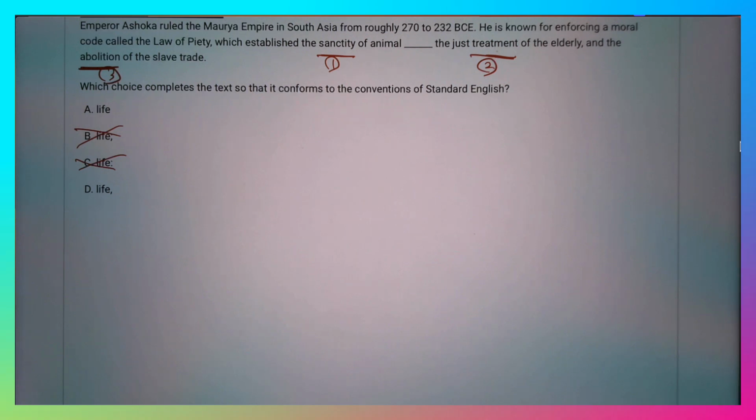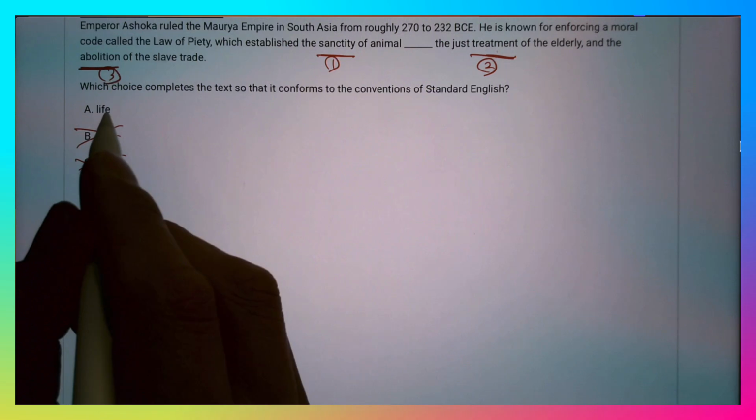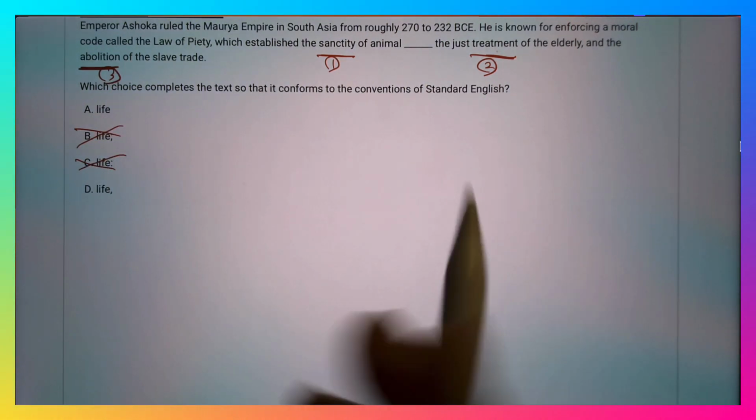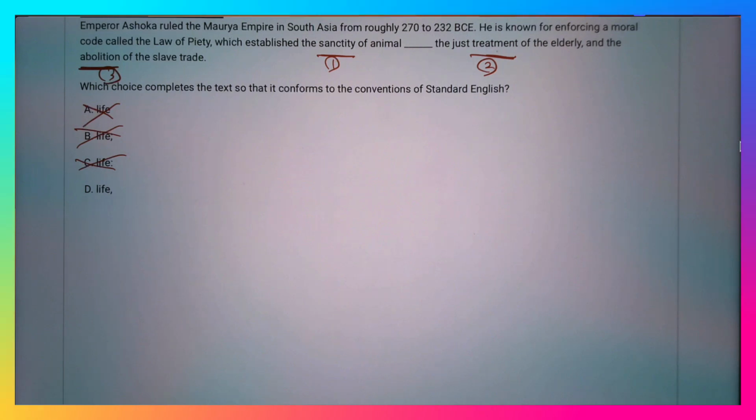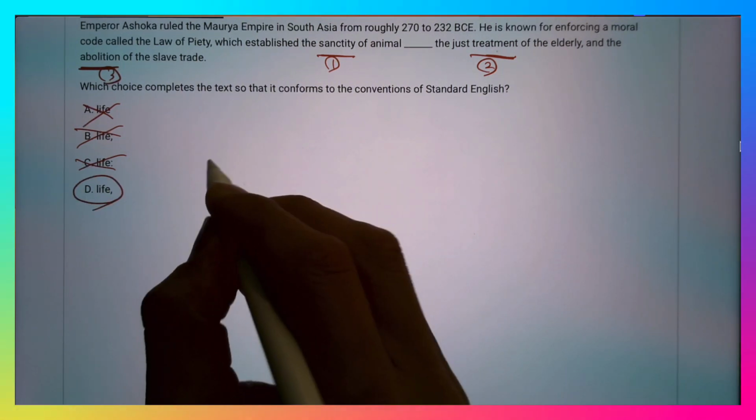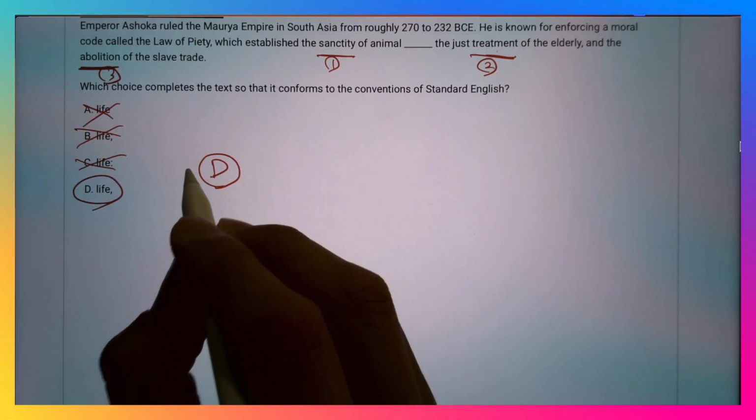So choice A, life, the just, okay, we're missing a comma. To separate this list of items, we need a comma, otherwise it's confusing. So the correct answer should be D.